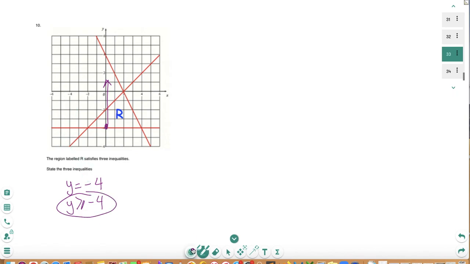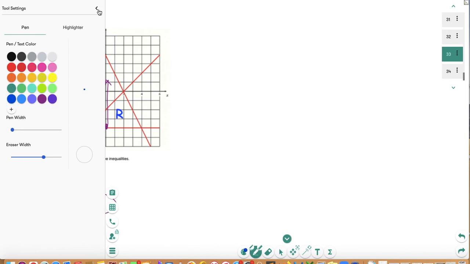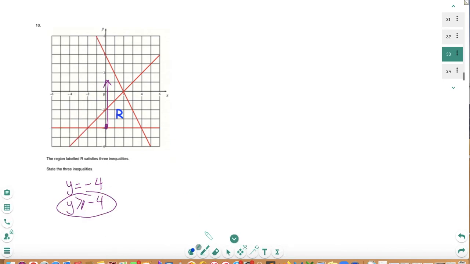Now let's do this line over here. Okay, so first let's find the equation of the line. Since it's diagonal, it has to be y equals mx plus c. C is the y-intercept, so this is pretty easy. Where does this line cross the y-axis? Well, it crosses the y-axis at 4. So we know c is +4.